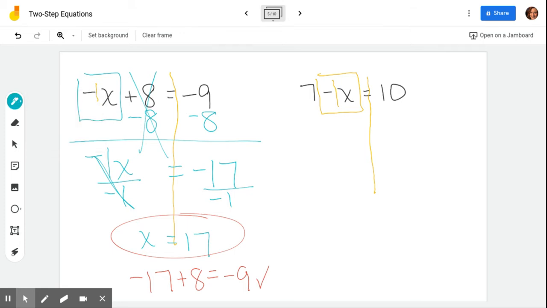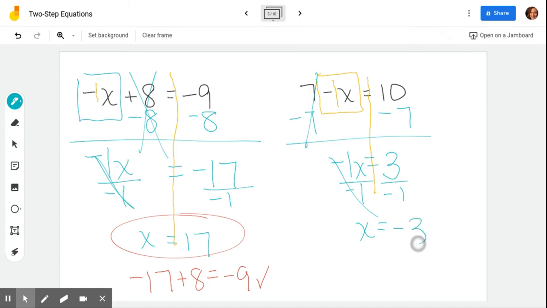Right now, it's just a positive 7 hanging out there. So to get rid of it, I need to subtract it from both sides. So on the left, I still have negative 1x. On the right, 10 minus 7 is 3. Back to my variable, I've got a negative 1 attaching it, so I'm going to divide both sides by negative 1. And I think my answer is x equals negative 3.